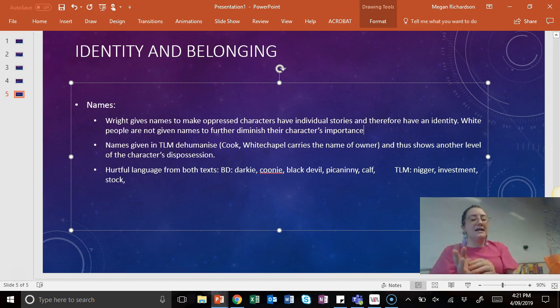So we've got names. We've got writers using names to give the oppressed characters more dimension than the white characters, who don't get names. We've got names used in The Longest Memory to dehumanize, and thus show another level of the character's dispossession. Hurtful language from both texts. We see what the characters suffer.